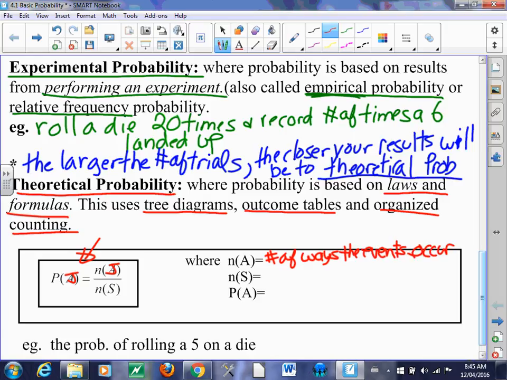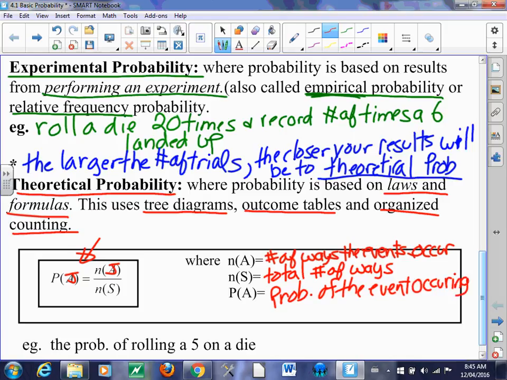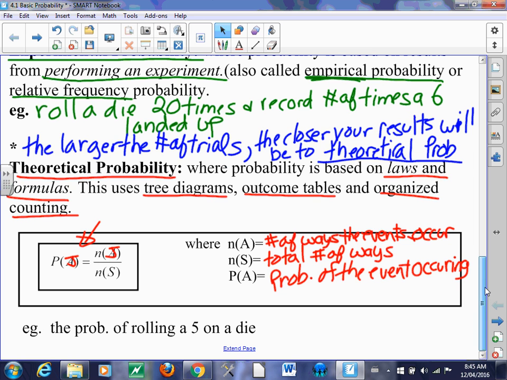So the previous example, we looked at the number of jacks. Number in the sample is the total number of ways. Whereas P of A is the probability of the event happening. So use prob for the short form. Probability of the event occurring. And this is where we're starting our unit. So let's take a look.